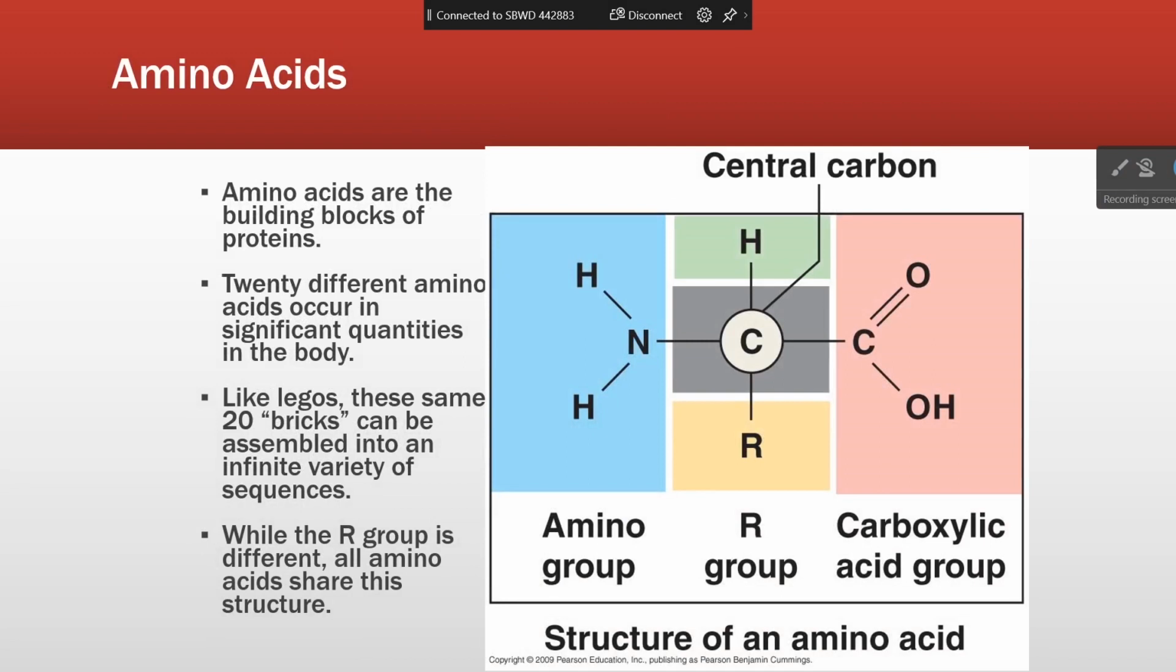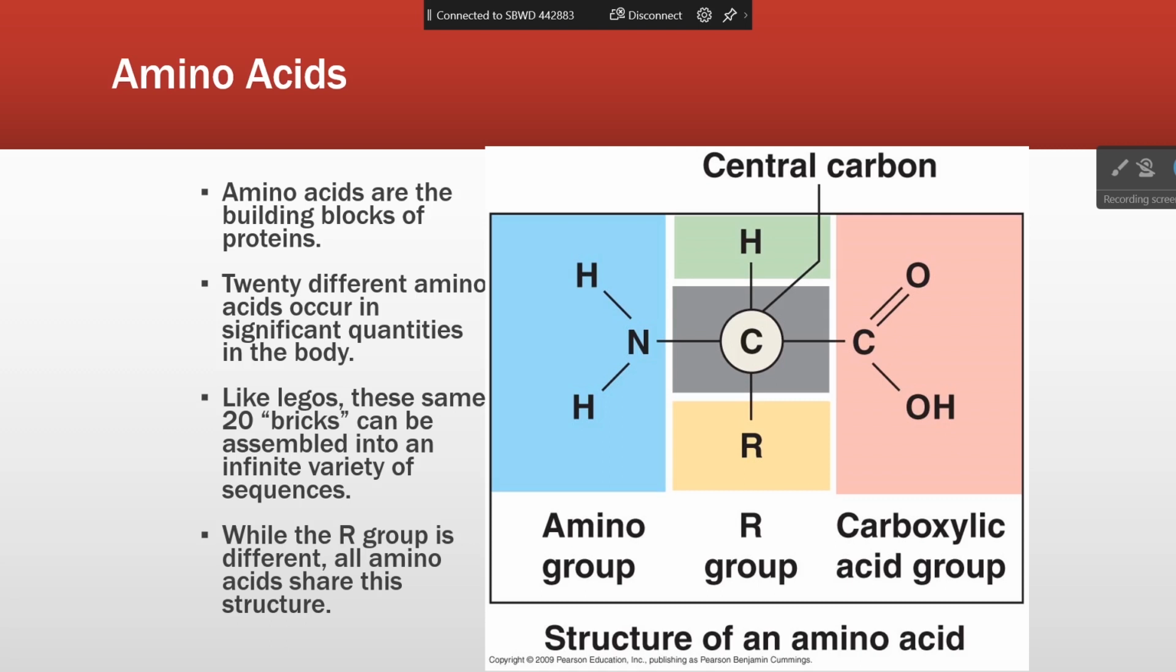All right, so what's a protein? Essentially, a protein is a long chain of amino acids stuck together. Okay, the amino acids, this is the basis of an amino acid. You've got an amino group on one side, you've got a carboxylic acid group on another, you've got a hydrogen, a central carbon, and then an R group. The R group is going to be what varies as you look across different amino acids, right? There's lots of different amino acids. There's 20 that occur in significant quantities.